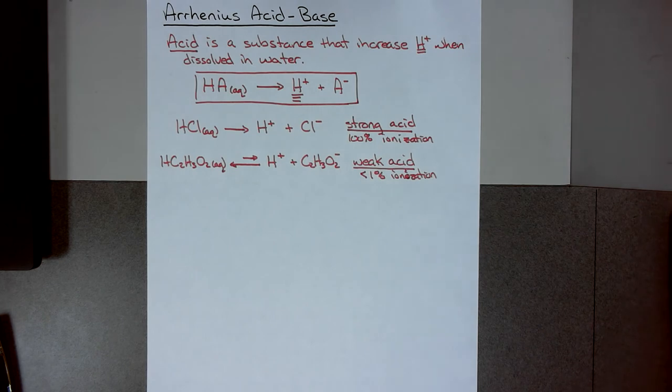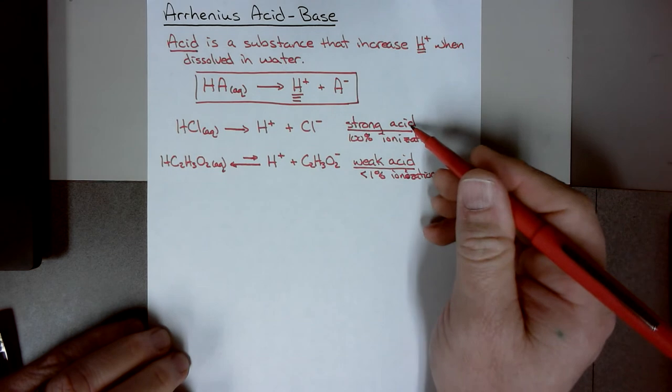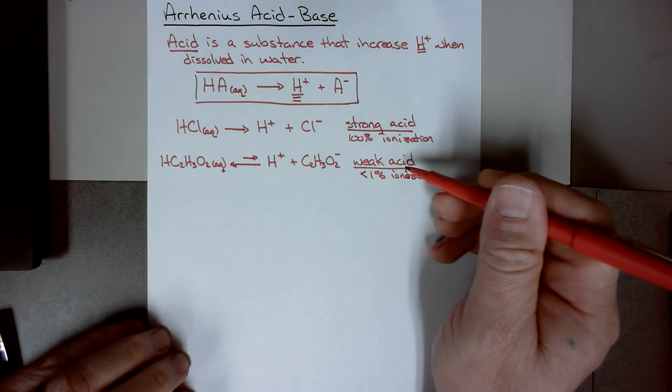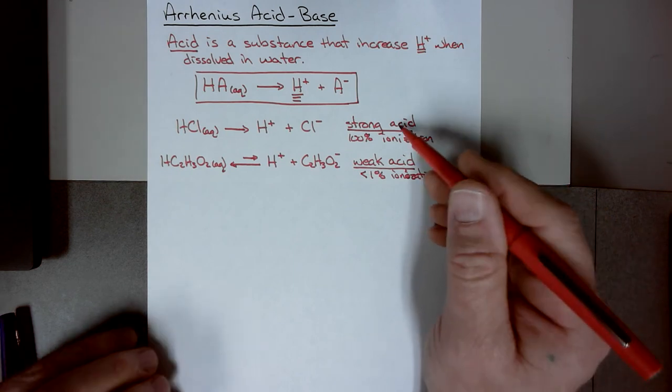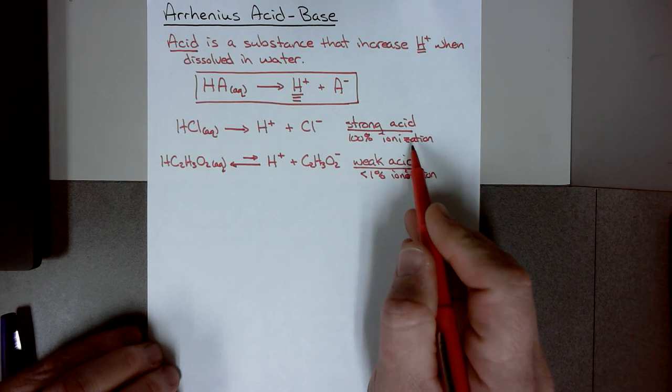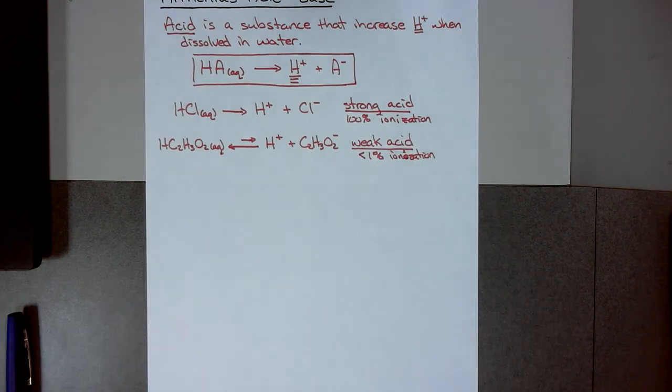Now, weak acids and strong acids, that doesn't mean that a strong acid is more dangerous than a weak acid. Not at all. Some weak acids are extremely dangerous. All that it means is that a strong acid has 100% ionization, a weak acid less than 1% ionization. Now then, let's look at the bases.